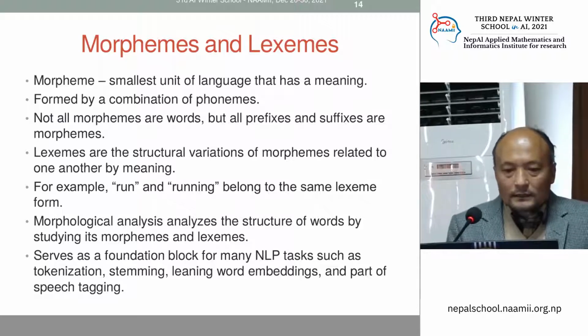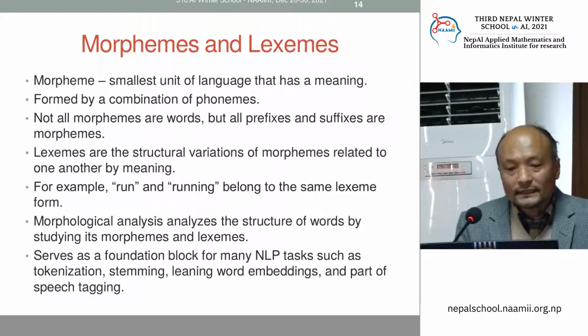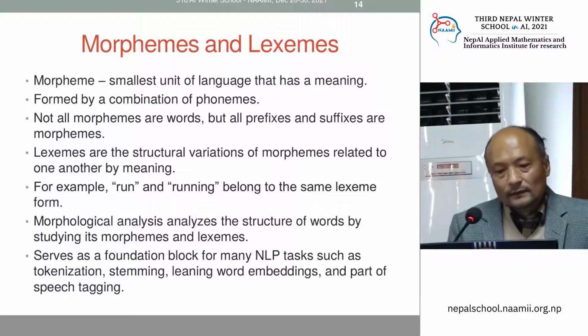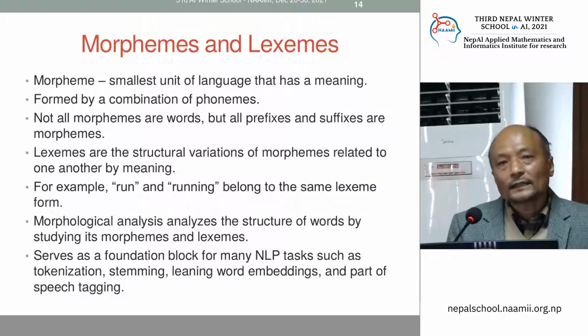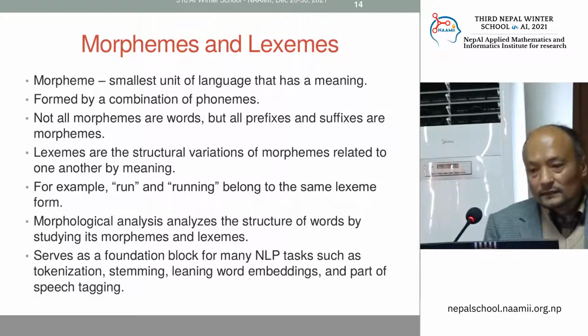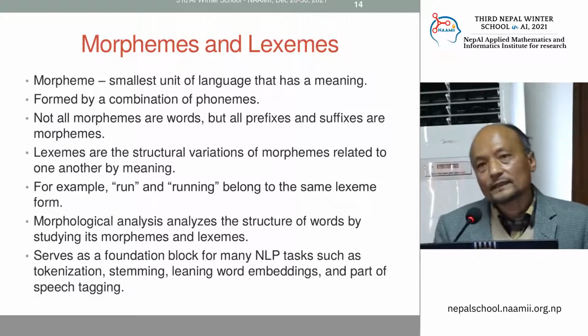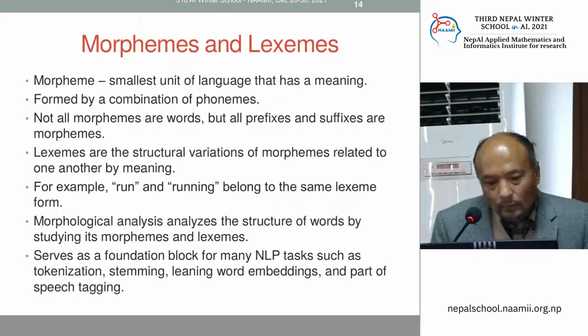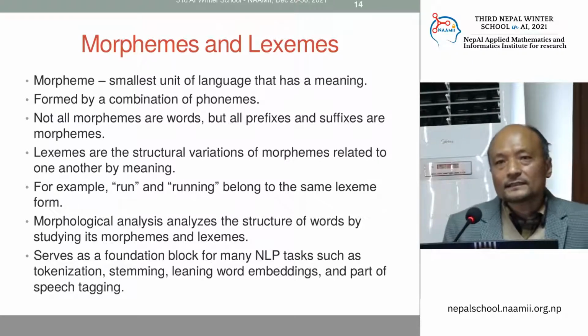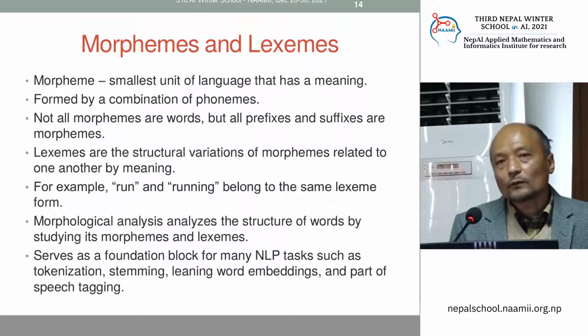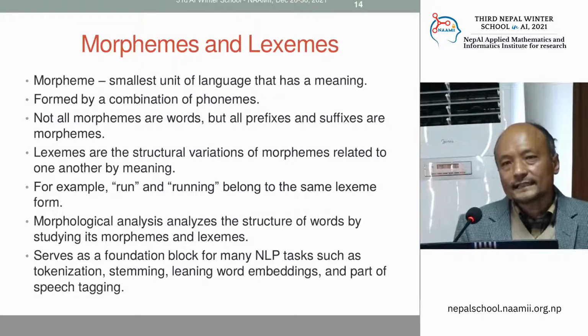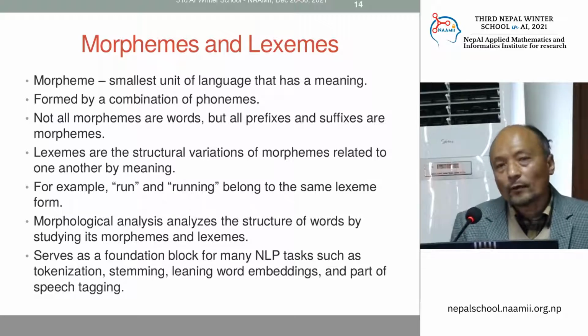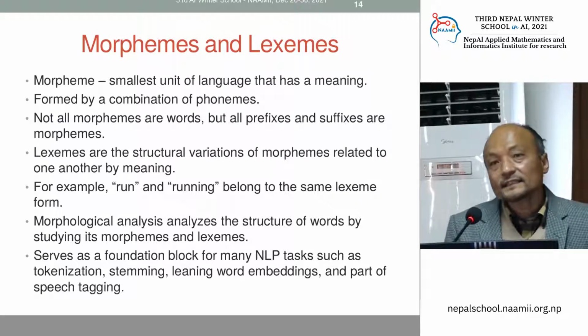So lexemes are the structural variations of morphemes related to one another by meaning. For example, the words run and running belong to the same lexeme form. And morphological analysis basically breaks down the word and results in the stem, that's the maximum form beyond which we cannot really break it. That's the stem, and then we have these affixes.